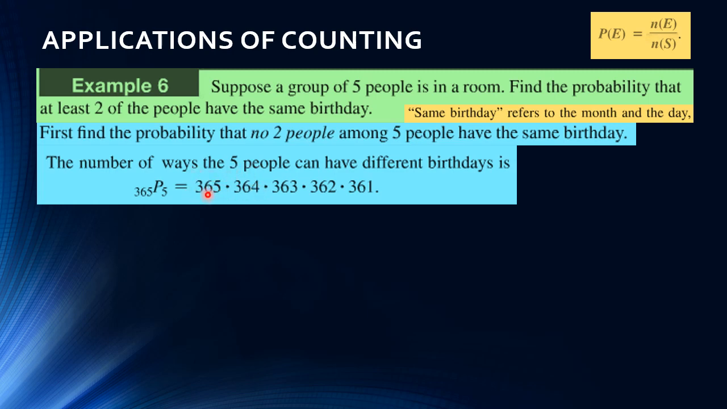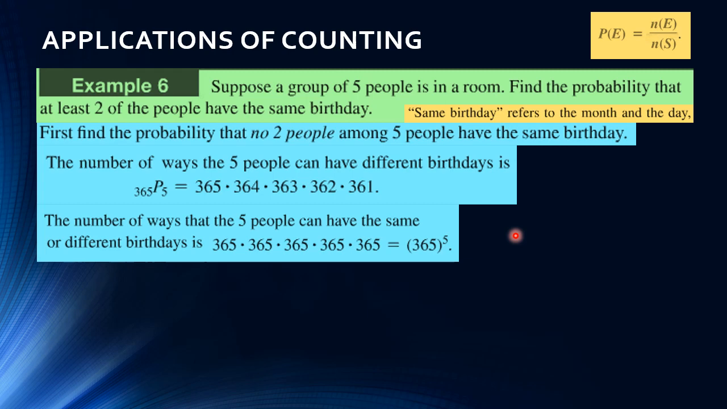I could do this as a hangman, right? The first person has all of the whole calendar. The second person has all the calendar except for the first. The third has except for the first and second, etc. So each day we take out, we're going to go down by 1. Well, this is the same thing as the permutation, 365 taken 5 at a time. Okay, I like the hangman a lot, especially for permutations.